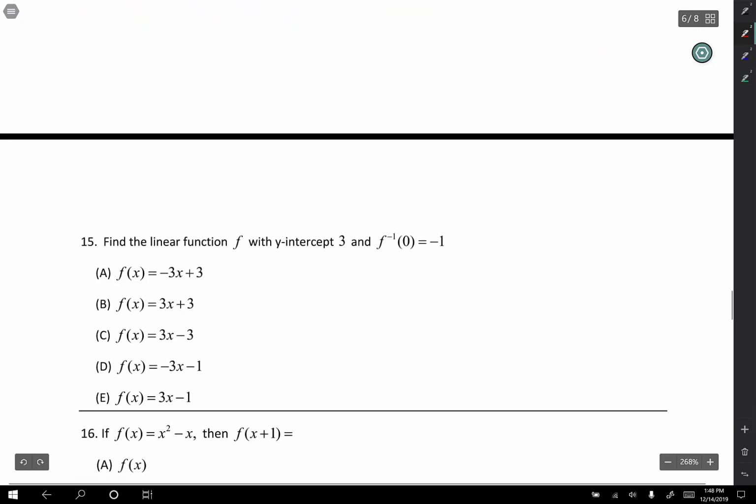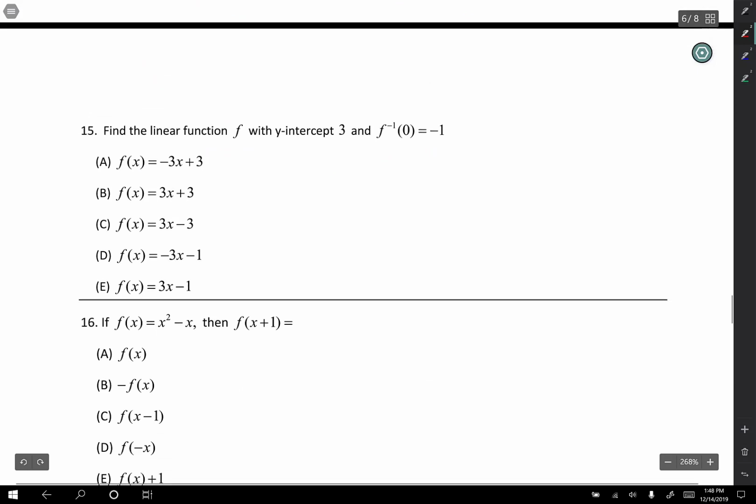All right. Find the linear function f with y-intercept 3. So I already know that my y-intercept is 3. And a coordinate, and that coordinate, well, remember, that's the inverse coordinate. They don't want the inverse. They want the original. So that means my original.